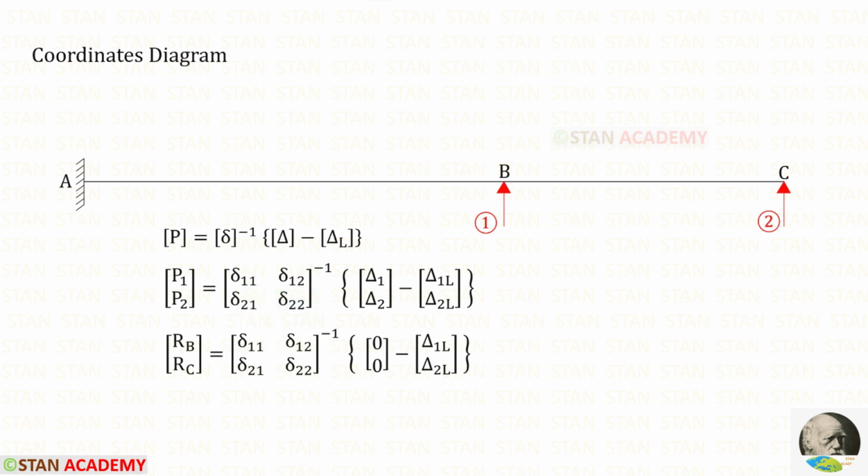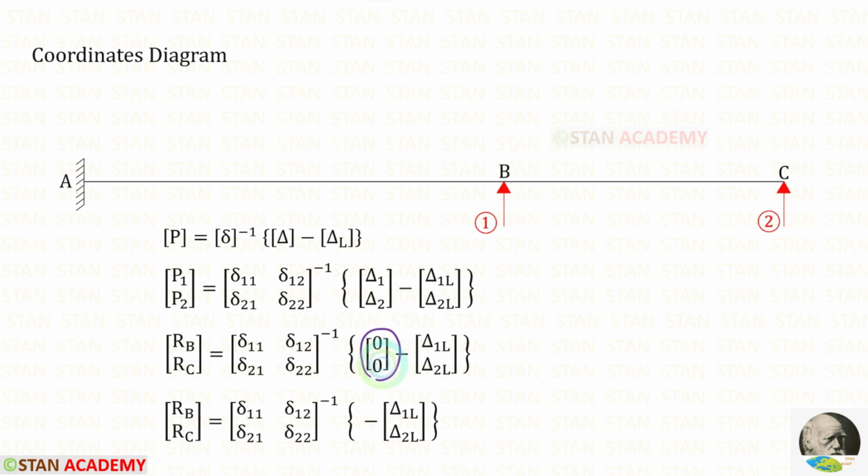Our first coordinate is RB, so P1 will be RB, and our second coordinate is RC, so P2 will be RC. In the given beam, in the supports B and C, there is no settlement or sinking, so delta 1 and delta 2 will be 0. This is a zero matrix. We know that zero matrix is 0, so no need to consider that. In this case, we will have this equation.